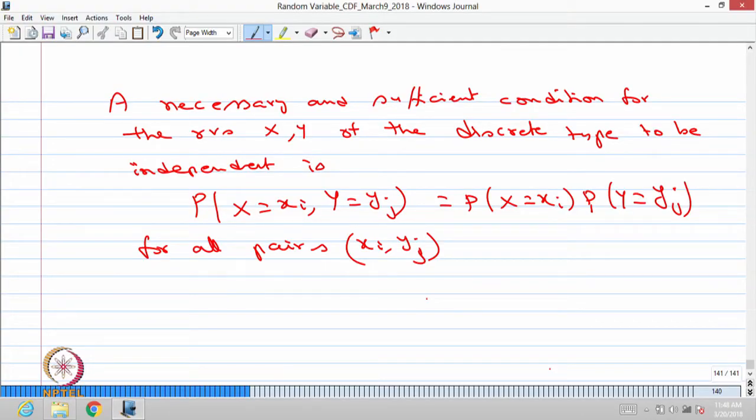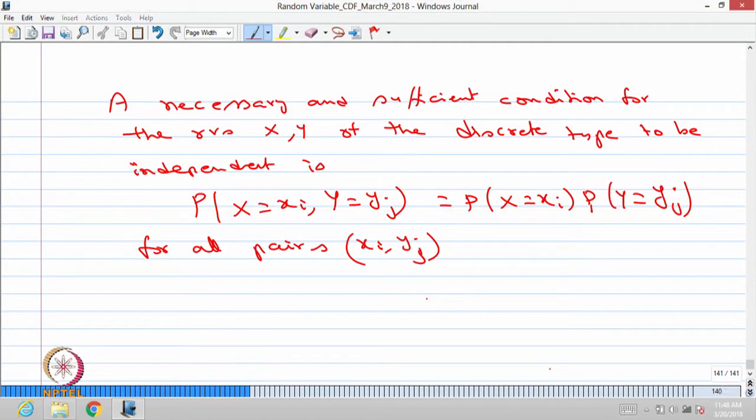That means if two random variables of the discrete type are independent, then this condition will be satisfied. We call this condition the independence condition. Similarly, if this condition is satisfied for all pairs, then both the random variables are of the discrete type and they are independent. The similar result holds for the continuous type also.